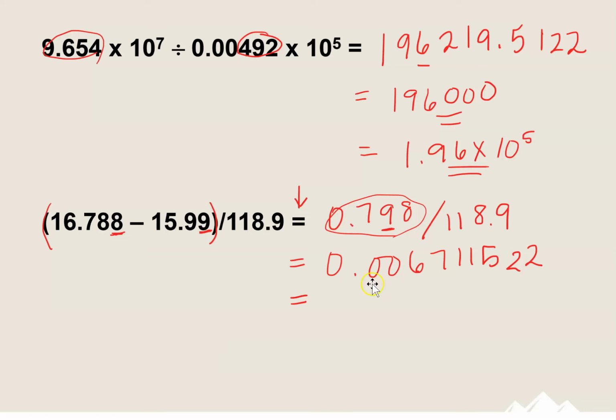Okay, so I found the significant figures in the 0.798 using the rule for subtraction. Now I'm going to forget its history and do the division. I've got the full 0.798 divided by 118.9. That's two significant figures for the numerator divided by four significant figures. So I should have only two significant figures in my answer, and my final answer is 0.0067. Or you could have expressed that in scientific notation. Either is fine.